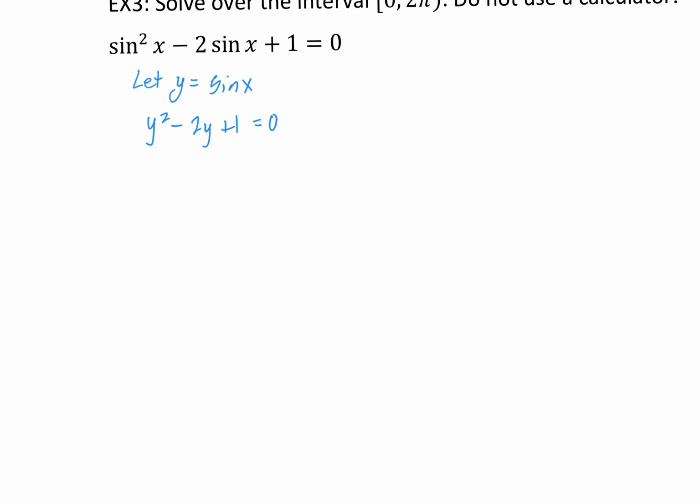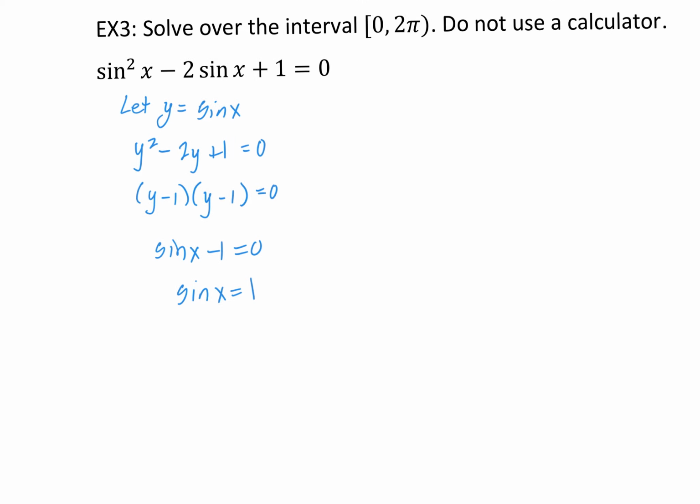In this case, this does factor. It's y minus 1, y minus 1. So each of these factors is the same. So I just get the one solution, y minus 1 equal to 0. So now that it's completely factored, I'm going to go ahead and substitute back for the sine of x. So it's sine of x minus 1 equal to 0, or sine of x equal to 1. So sine is equal to a positive 1 at only pi over 2 within this interval. So remember, our interval that we're working with is 0 to 2 pi. So the solution set is just pi over 2.